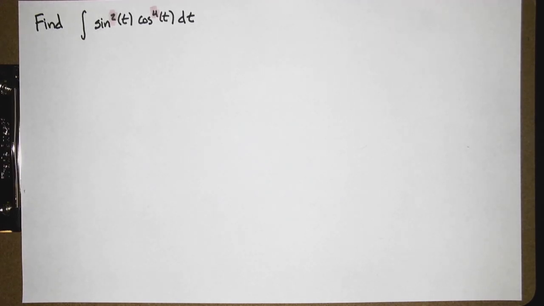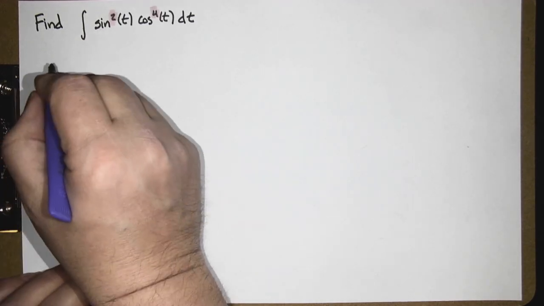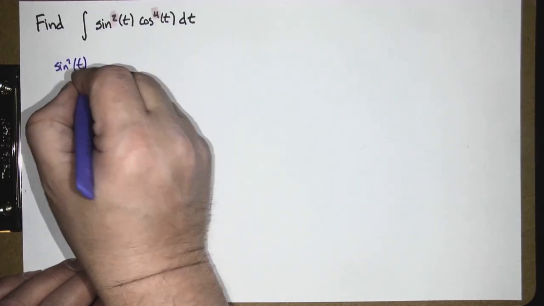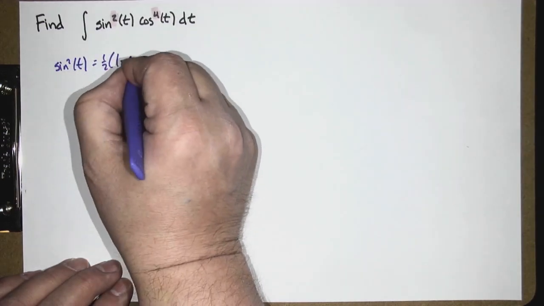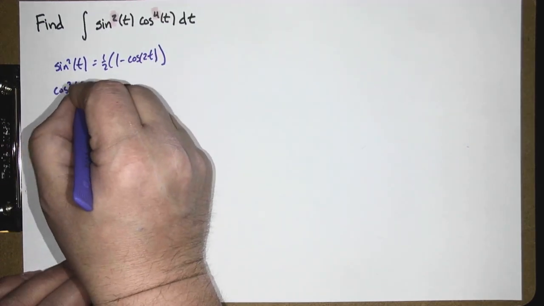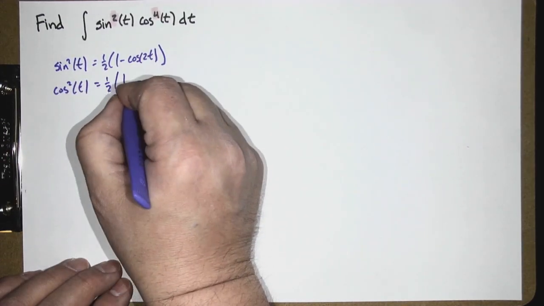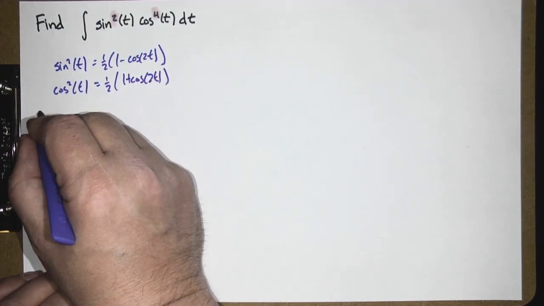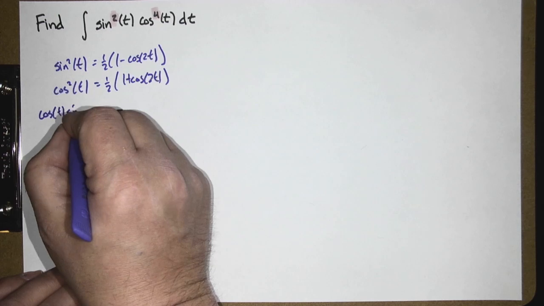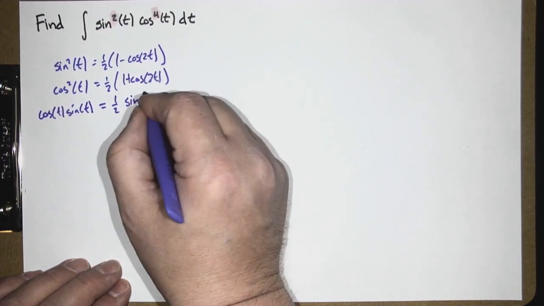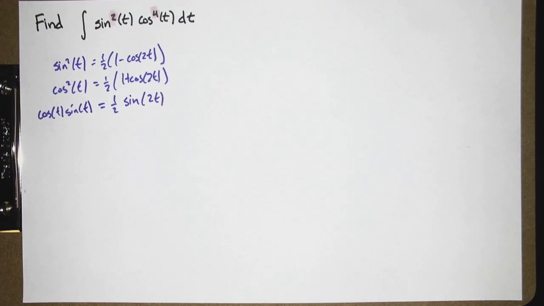So we have our 3 identities ready to go. We have that sine squared is 1/2, 1 minus cosine, double the angle. Cosine squared, I'm just putting this down for reference. 1 plus cosine, double the angle. And of course, a cosine times a sine, which by the way, true story, same as sine times cosine, is 1/2 sine of double the angle. So those are the 3.